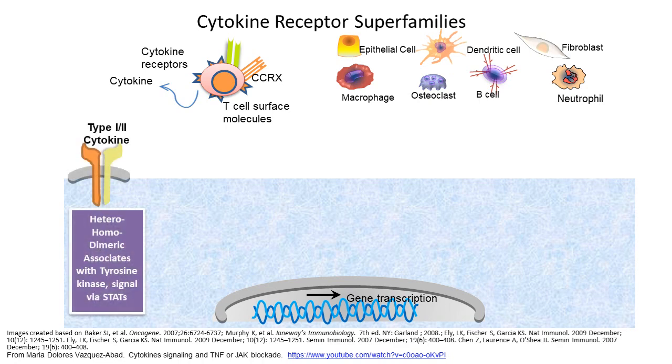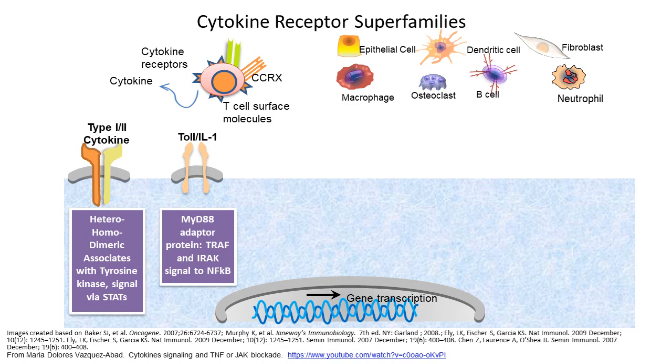These superfamilies are identified by what's inside the cell. So the type 1, type 2 cytokine receptor will signal through what we know as tyrosine kinases. So these are associated tyrosine kinases that signal via the STATs. And these are usually known as the Janus kinase systems. It's the JAK-STAT system.